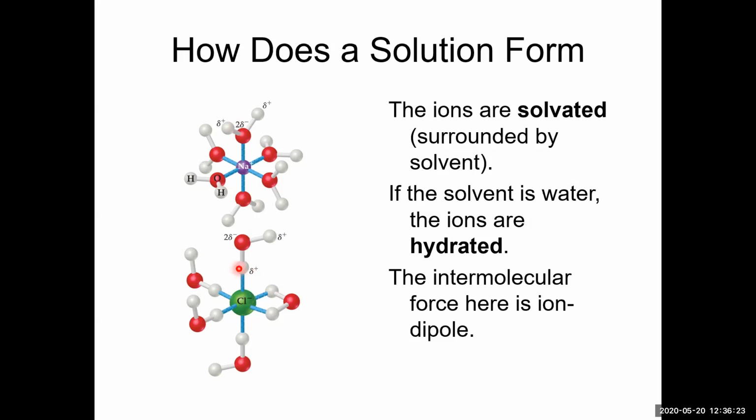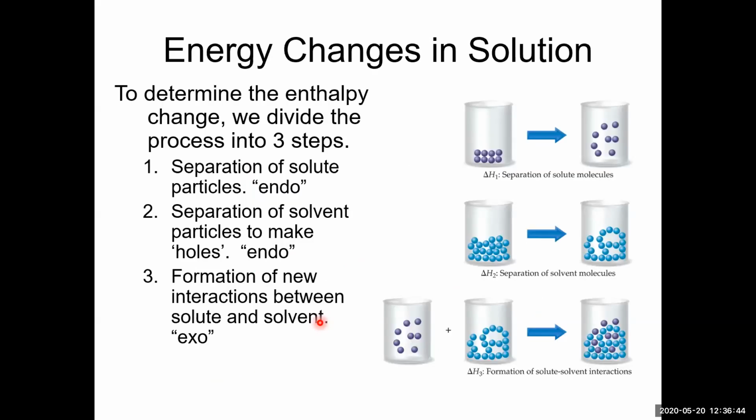And the chlorine has 1, 2, 3, 4, looks like 5 around it. Could have 6. You know, they do different things. So this one has 2 over here, this could have 1 over here, could have 2. But anyway, they're surrounded by water. It's hydrated. Okay, and the intermolecular force here is ion-dipole. Okay, so this is the detail of how this happens.